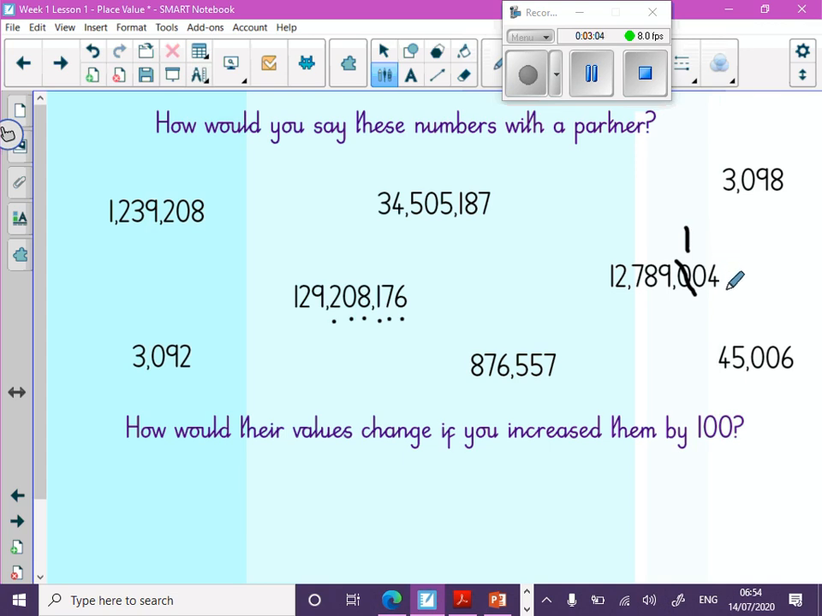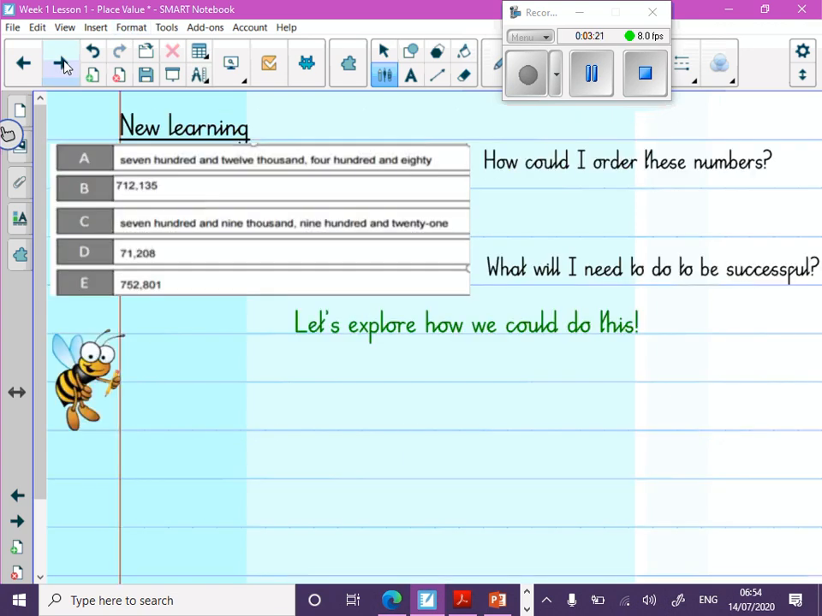And if we were to say that number, we would have 12,789,104. What would happen if we added 200, 300? Well, each time this digit would change. The ones and the tens would not change because in multiples of 100 there is no value to the ones and to the tens. So after looking at reading some of those numbers, how do you think we could go about ordering these numbers? What will I need to do to be successful? What will the first thing be that you need to do? Because at the moment, I've got some of my numbers written in words, some of my numbers written in digits. So the first thing I would do is make sure that they are all the same. It will make it a lot easier for me.